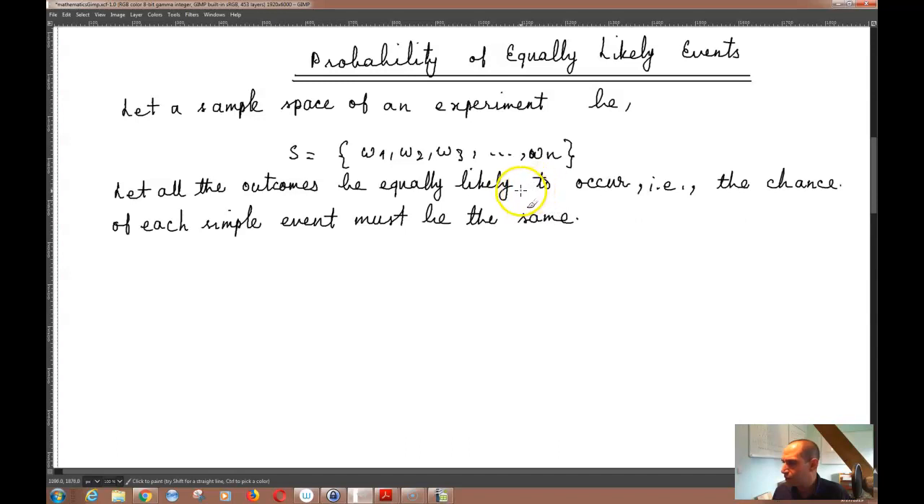That is, P of omega i is equal to p for all omega i belonging to the set S, where 0 is less than or equal to p is less than or equal to 1.